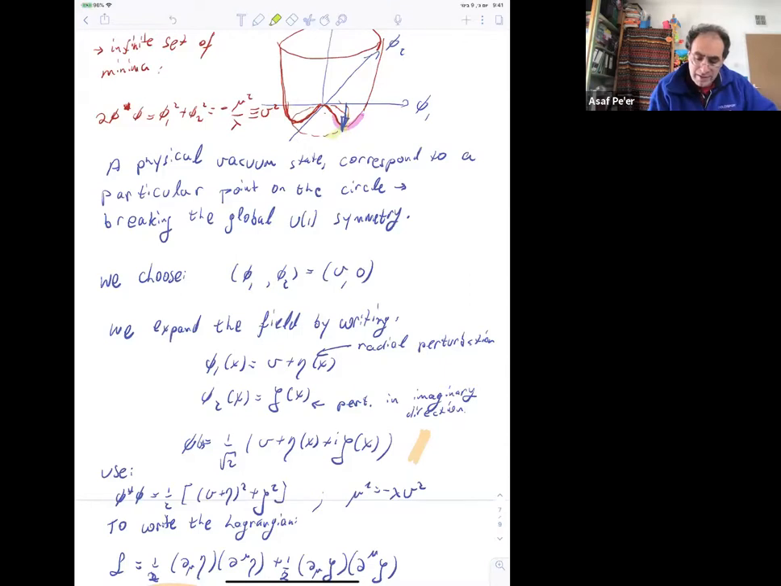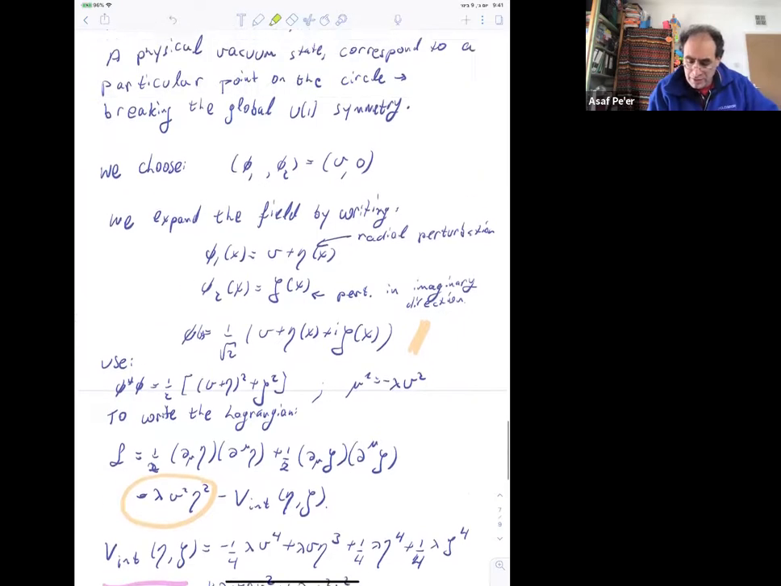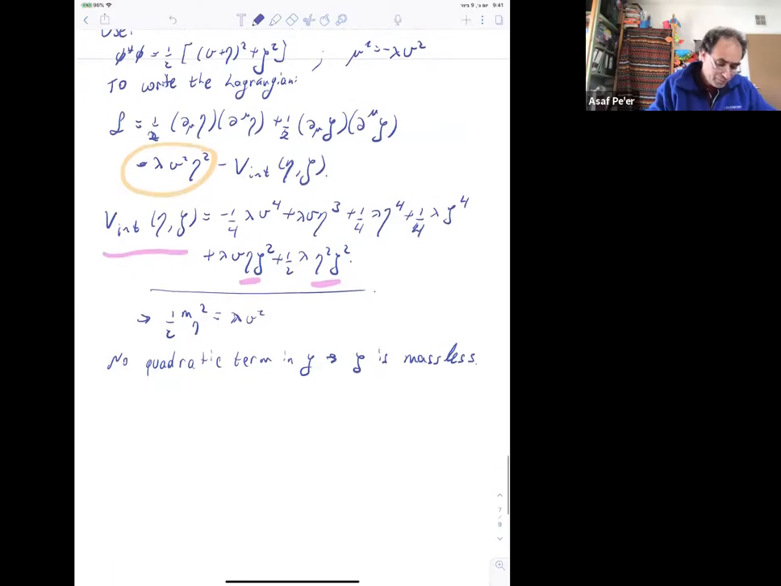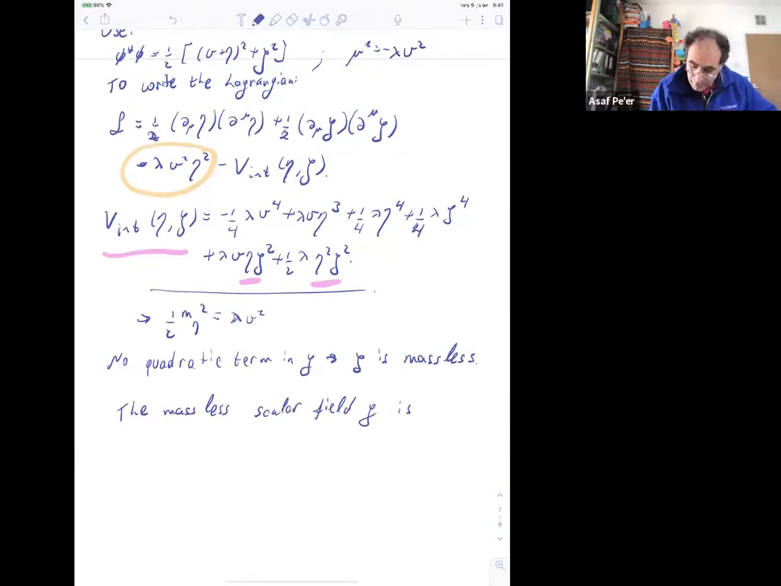Now this massless particle or field, scalar field, you might have heard the name. Does anybody want to guess? No. It's called a Goldstone boson. So the massless scalar field psi is called the Goldstone boson.